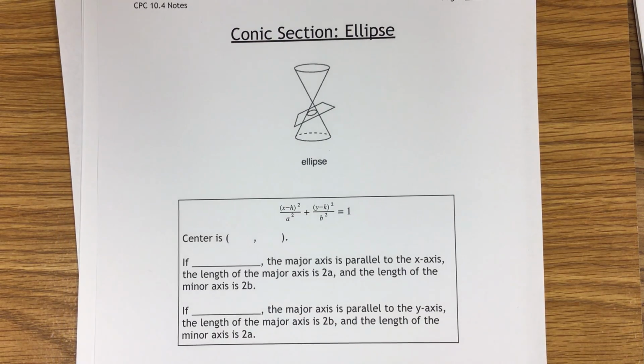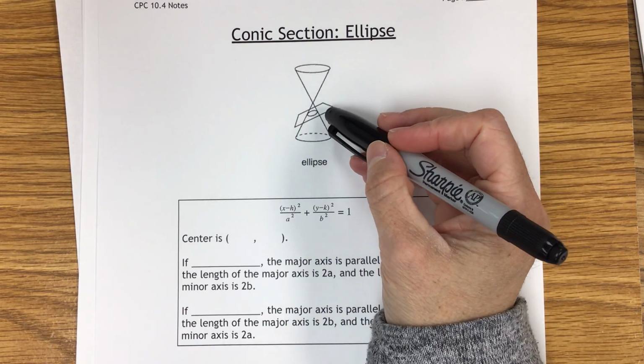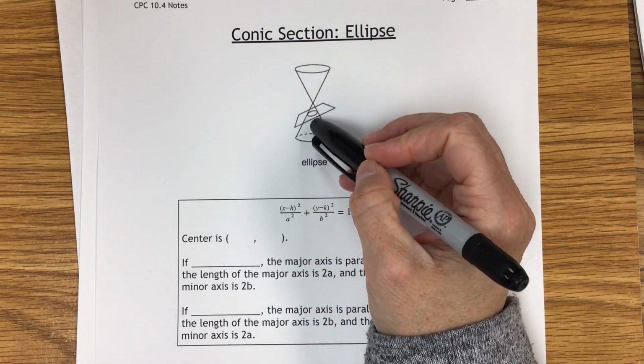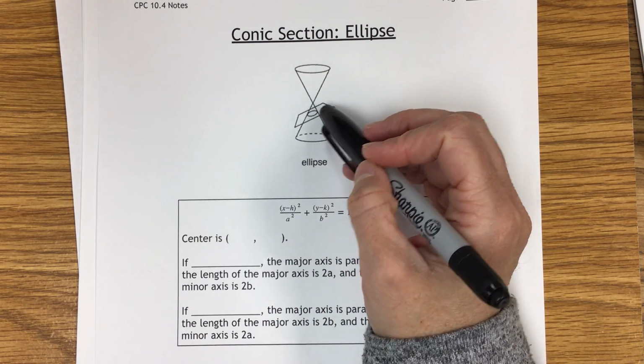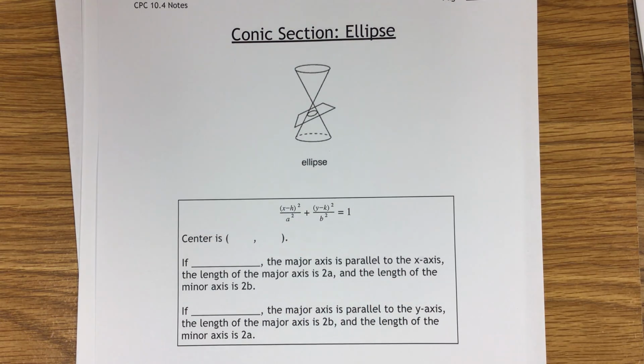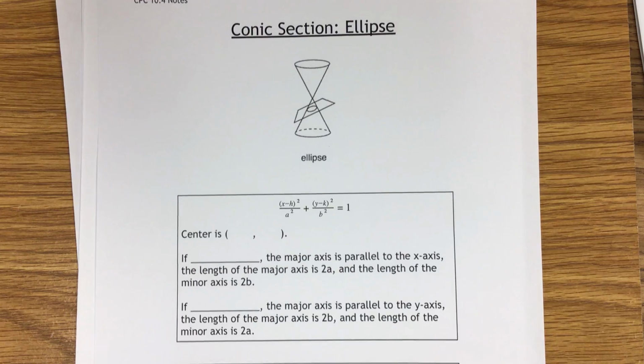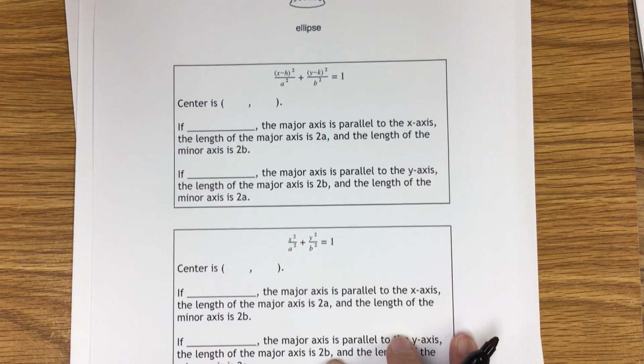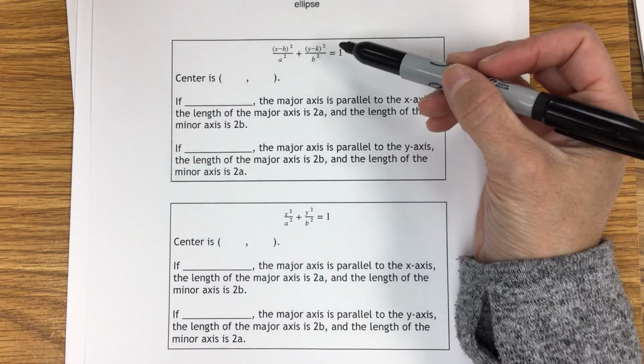Next up, we're going to talk about the conic section ellipse. You can see that an ellipse is formed by taking a cross section of one of the cones in a double cone, and instead of going flat across, if you put it at an angle, you'll end up taking a cross section that looks like a flattened circle or an oval, and it is called an ellipse. So there are a couple different forms that you'll see an ellipse equation in.